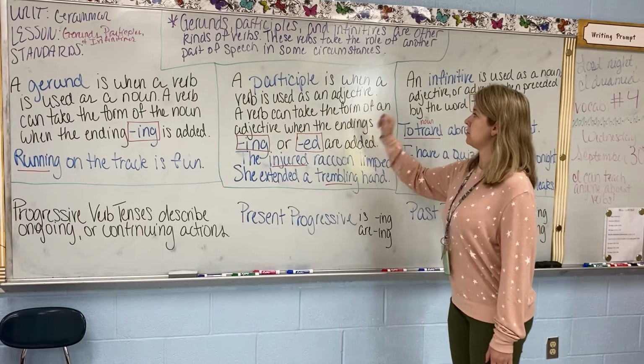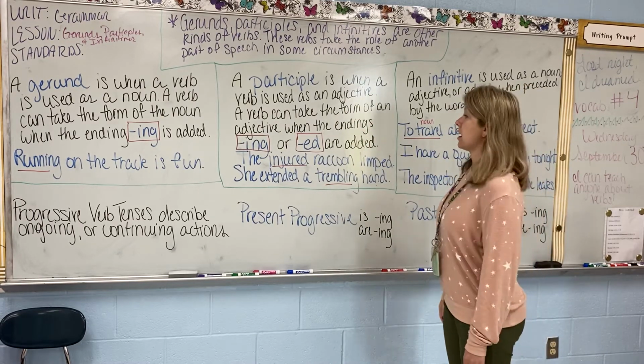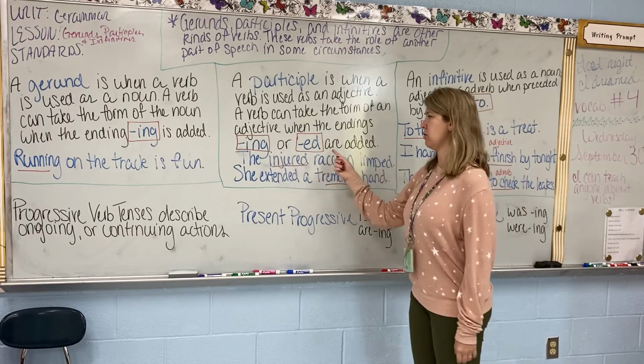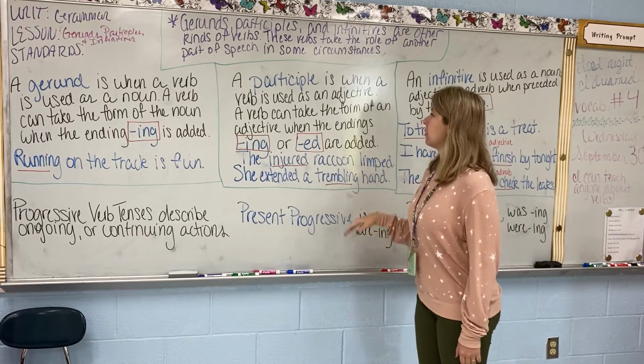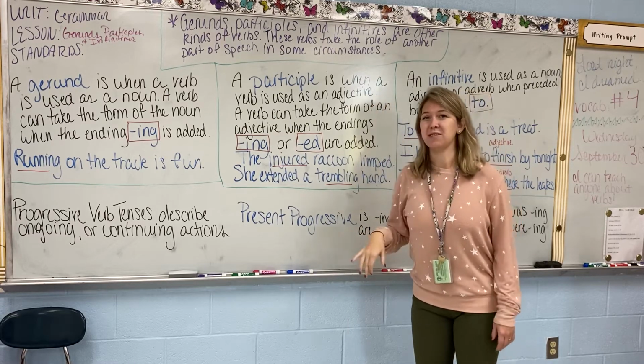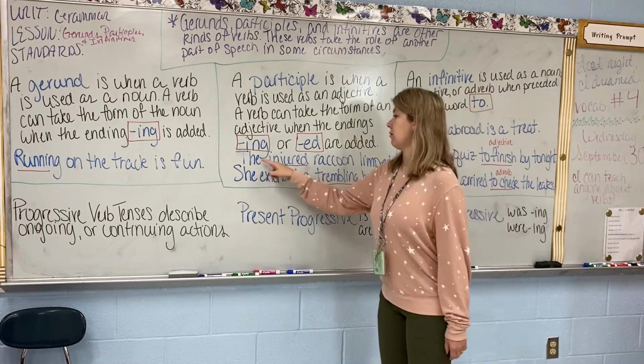A participle is when a verb is used as an adjective. And it can take the form of an adjective whenever the ending ing or ed is added. But remember, for it to be an adjective, it needs to help describe a noun. So we've got two examples here.